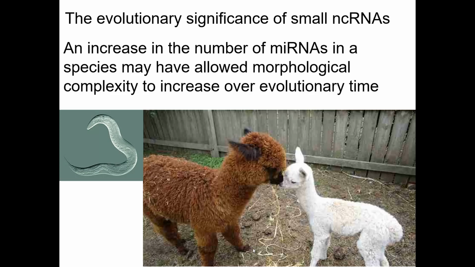The evolutionary significance of this, we don't really know, but it seems like the more complex the organism, the more of these microRNAs you have. And so it looks like it's just another mechanism for us to regulate gene expression and have more fine control over it. So a really simple organism like this worm, C. elegans, doesn't have so many microRNAs, but the alpacas have a lot of them.